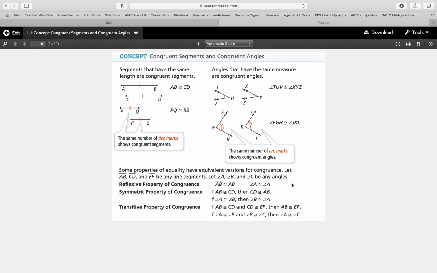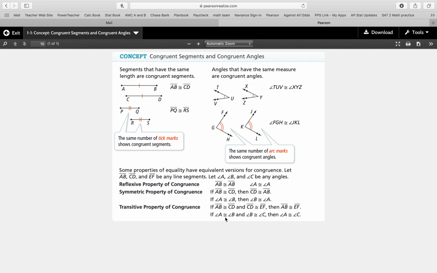Okay, and finally, the transitive property of congruence. If line segment AB is congruent to CD, and CD is congruent to EF, by the transitive property, AB must be congruent to EF. Right? If I'm congruent to Jim and Jim is congruent to Bob, then I must be congruent to Bob because we're all the same. You can use this property for angles as well.